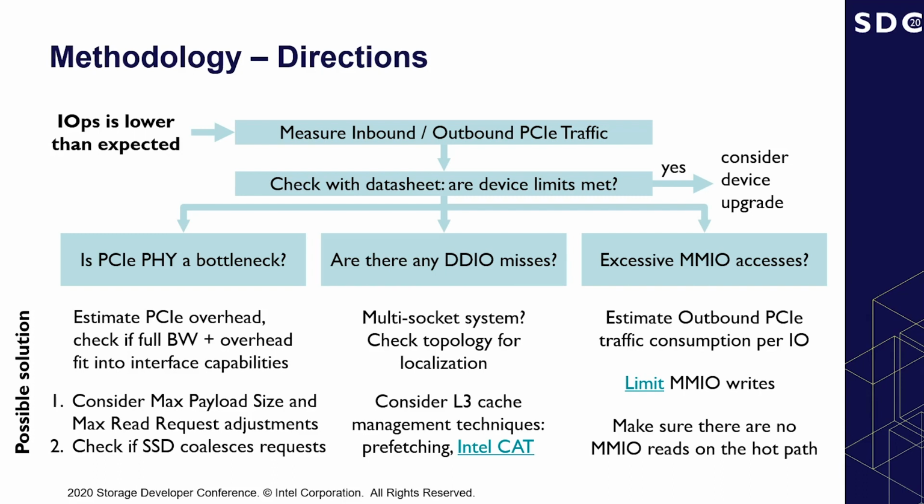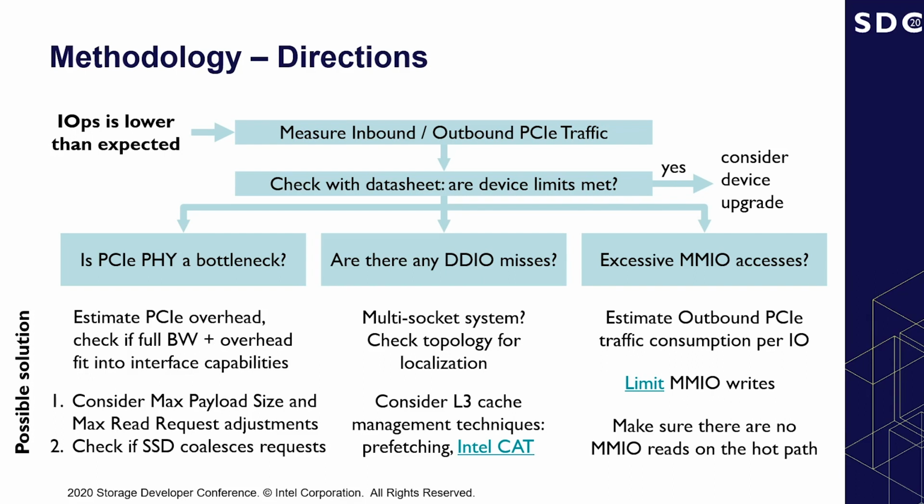The second direction is DDIO hit and miss ratios exploration. DDIO misses are evidence that the application does not fully benefit from hardware capabilities. And if DDIO misses are observed, there are two investigation areas.